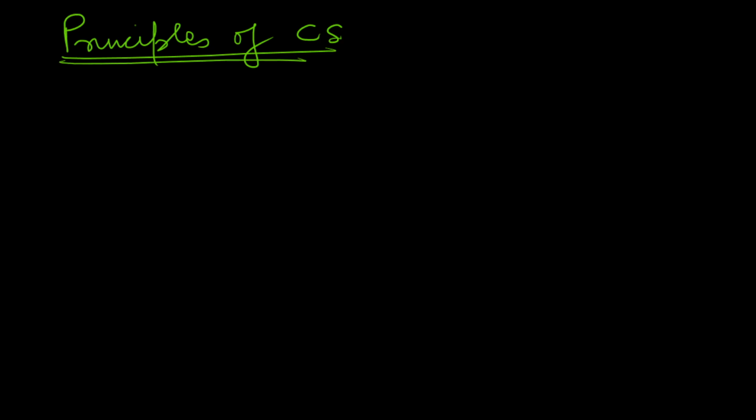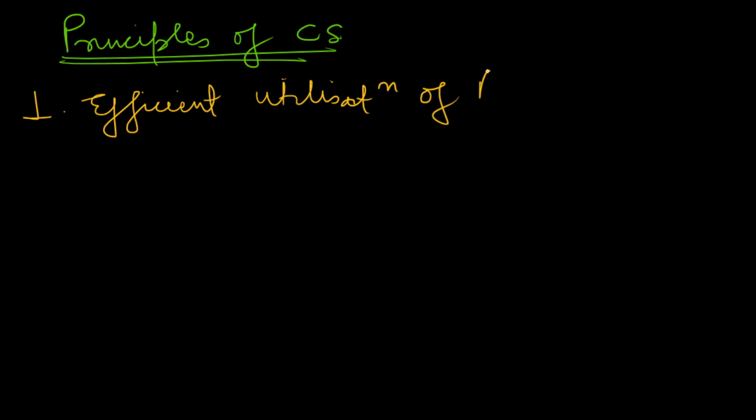So what is the principle of cropping system? First of all, we have to focus on efficient utilization of resources. Suppose we are doing intercropping of maize and coffee. So we'll have to ensure that our resources are efficiently utilized. Our fertilizers, irrigation, whatever you use as resources are utilized nicely.